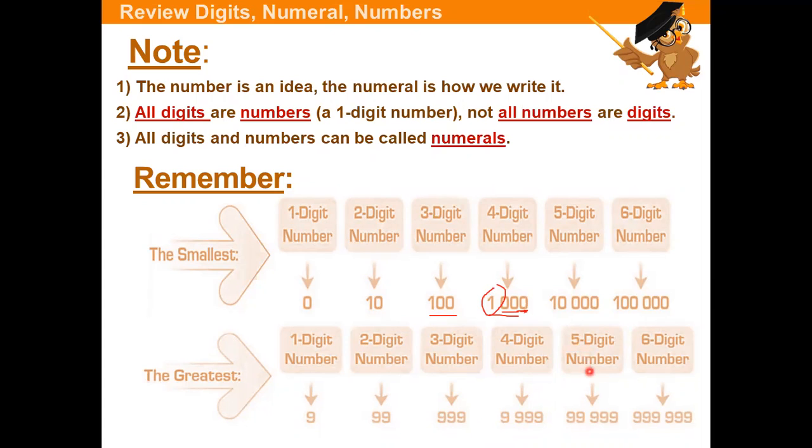So for a 5-digit number, I will add also 9, so it will be 99,999. And if I ask you 6 digits, it will be 999,999. If I add also 1 digit, it will be 9,999,999. So always I add what? 9.